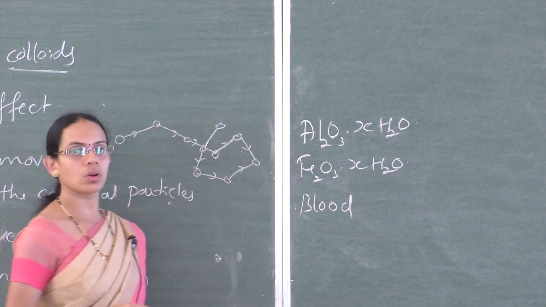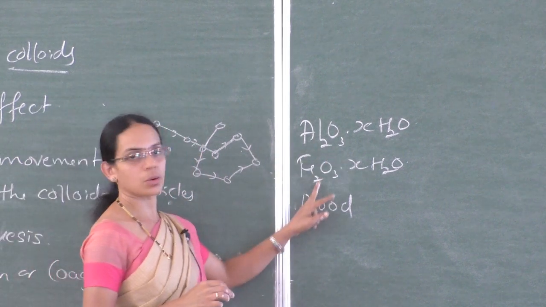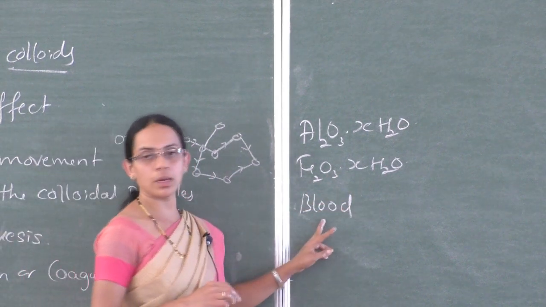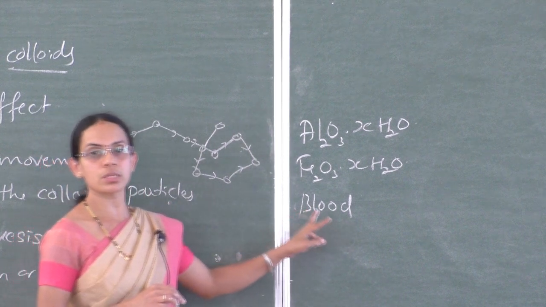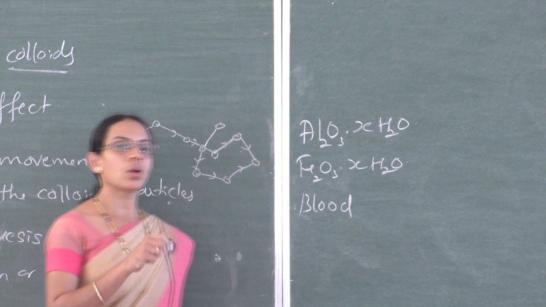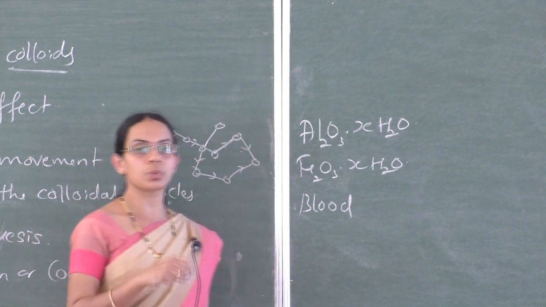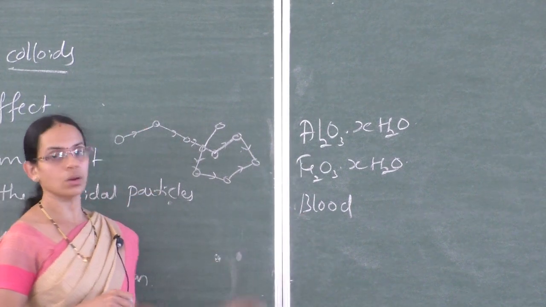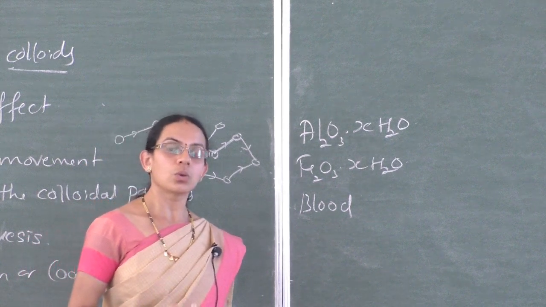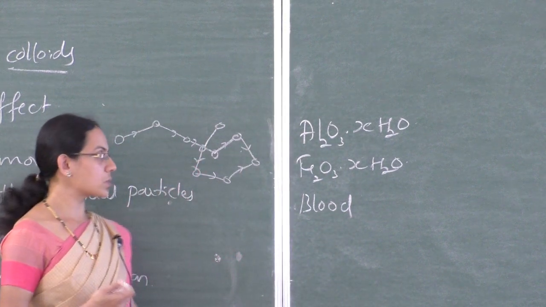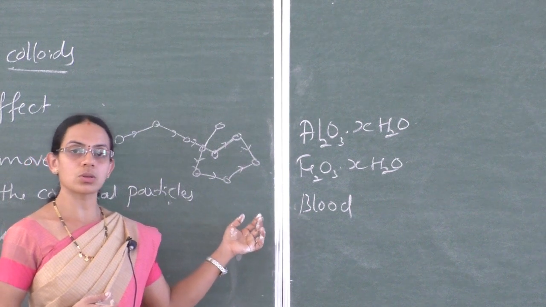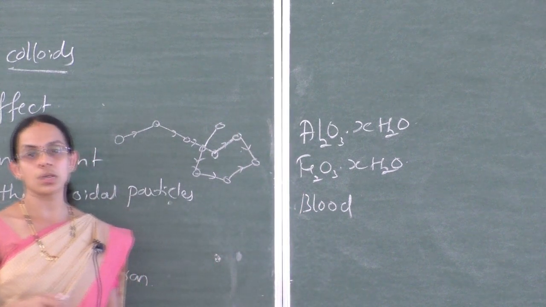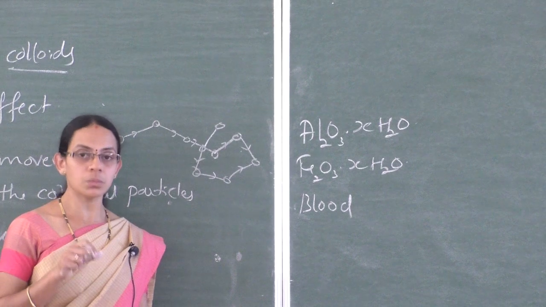So these are some of the positively charged colloidal sols: aluminum oxide, ferric oxide, chromium oxide, CrO3.xH2O, and blood hemoglobin. Blood is a positively charged colloidal sol where the red blood cells, white blood cells, and platelets are dispersed in blood plasma. And negatively charged colloidal sols are gold sol, copper sol or silver sol, and colloidal solutions of starch, gum, rubber, etc. So every colloidal particle has some charge.